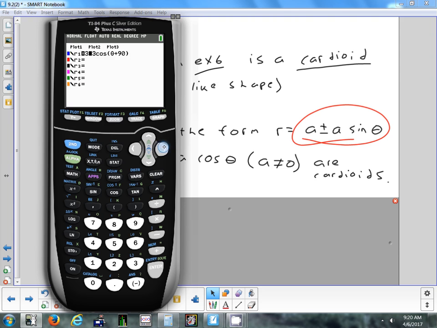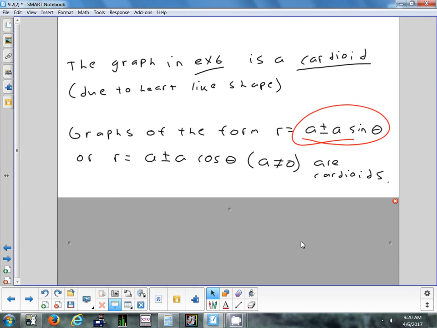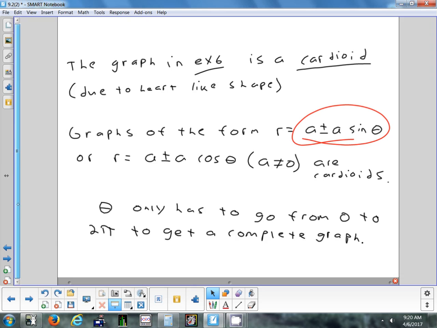And you could change this number to anything you want, and it's just going to rotate it that many degrees. So now it's on a 45-degree angle. You can play around with different things and see how it changes the graph. But remember to set your theta max to 360 in degrees or 2 pi in radians.